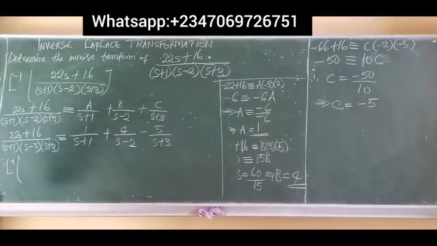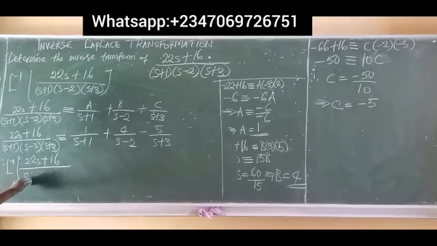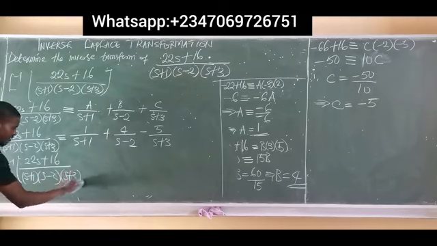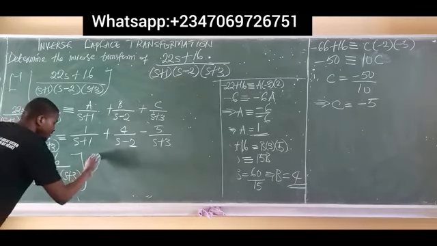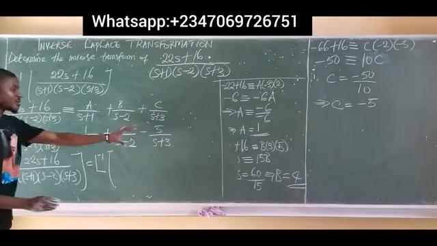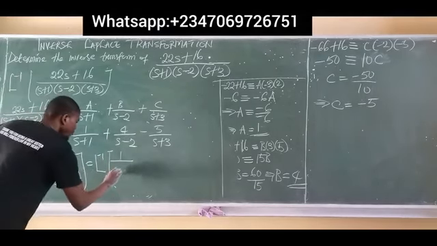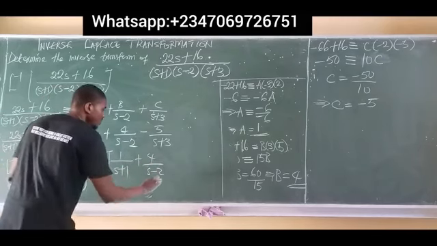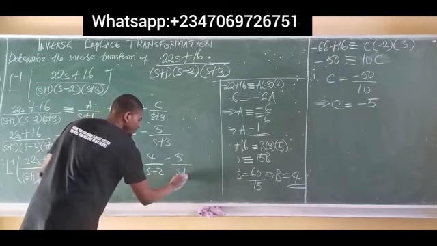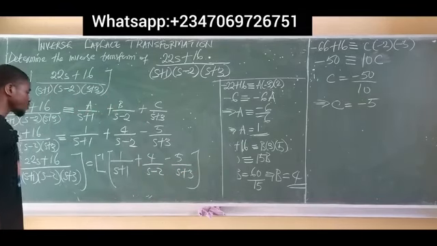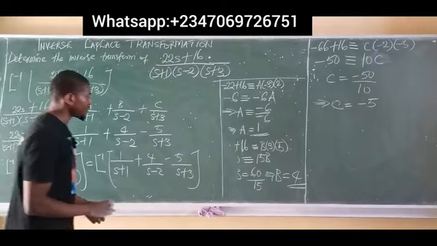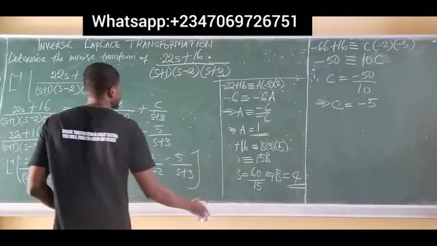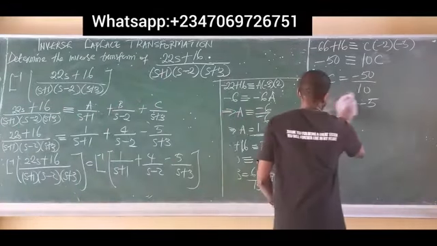Therefore, the Laplace inverse of this compound fraction (22s + 16) over (s + 1)(s - 2)(s + 3) is obviously equal to the Laplace inverse of their simple fractions, which is 1 all over s + 1, plus 4 over s - 2, minus 5 all over s + 3. So if you expand the bracket now with the Laplace inverse, let's do that here.